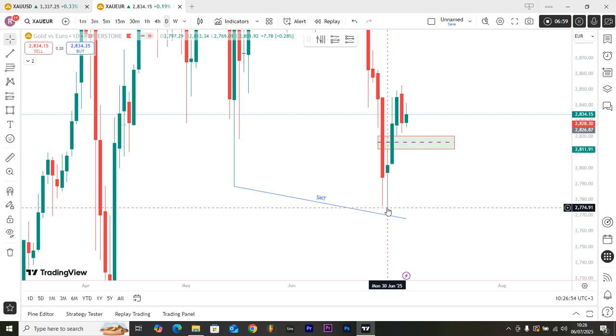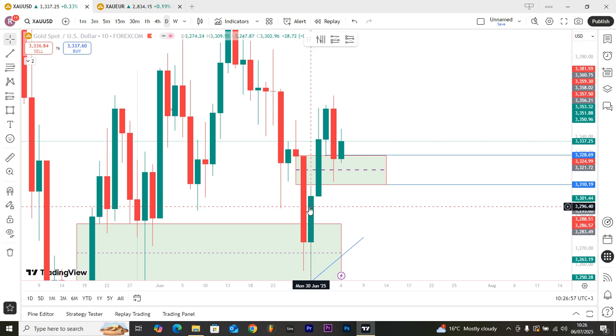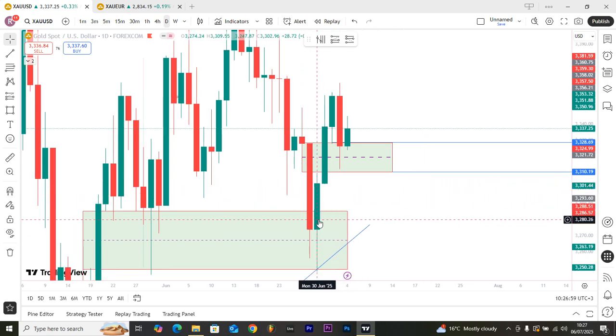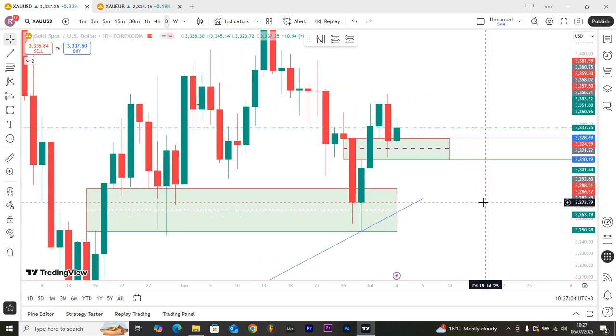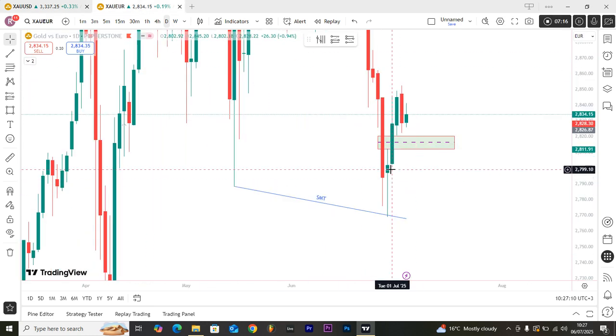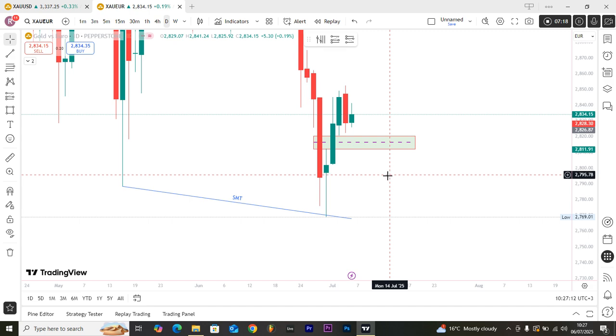For example, this is 30th June 2025. Is this 30th June 2025? Exactly. 30th June 2025. You don't just come and mark those fair value gaps without knowing the dates specifically. You have to know the dates, that they have to match. The same day this gap was created has to be the same day that this gap was created. Okay, so we have this bullish fair value gap here.